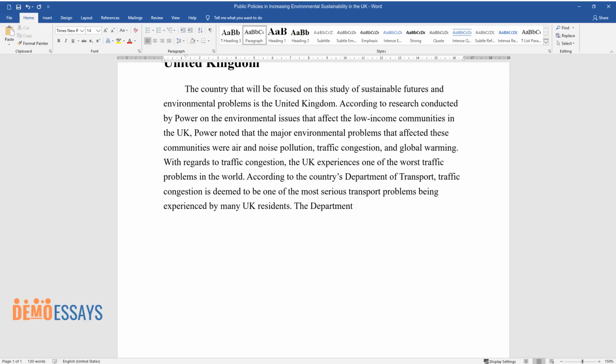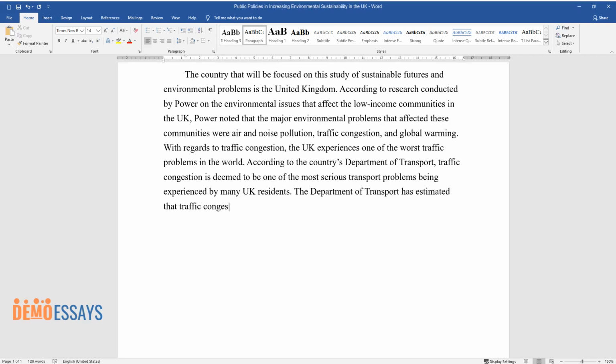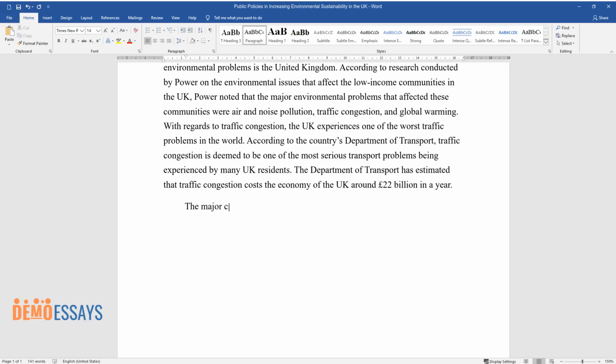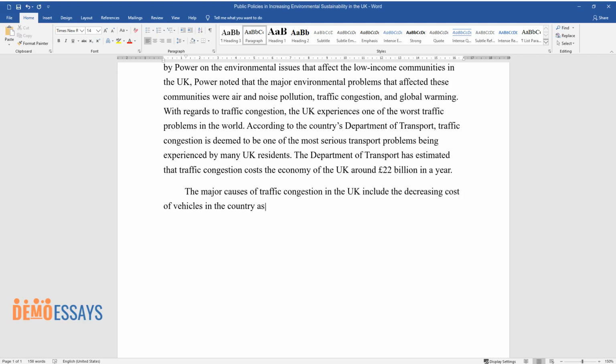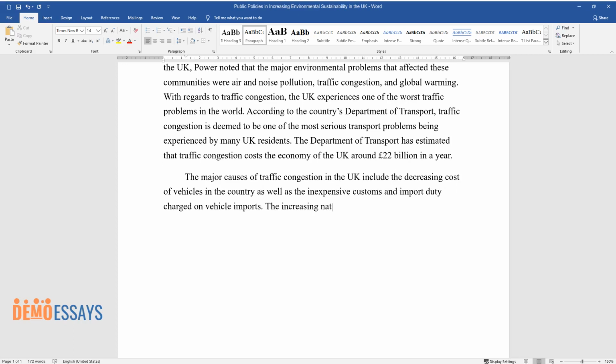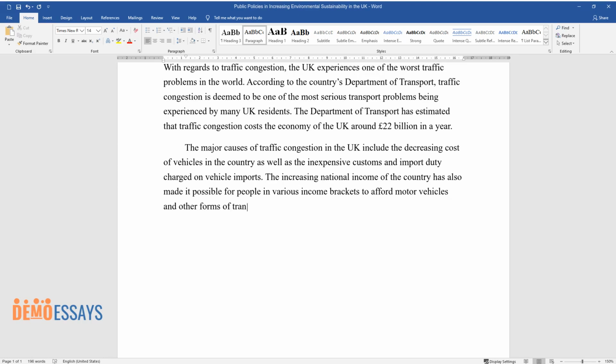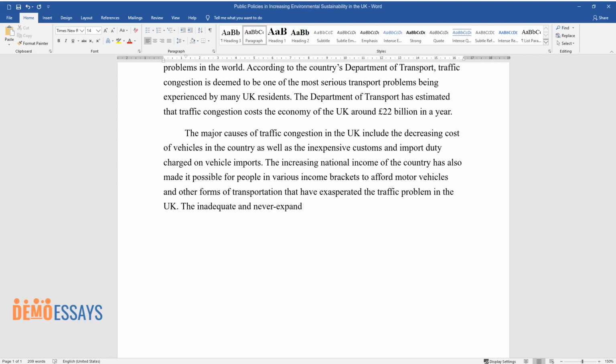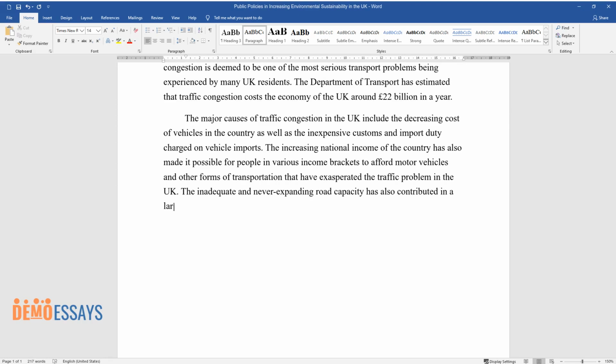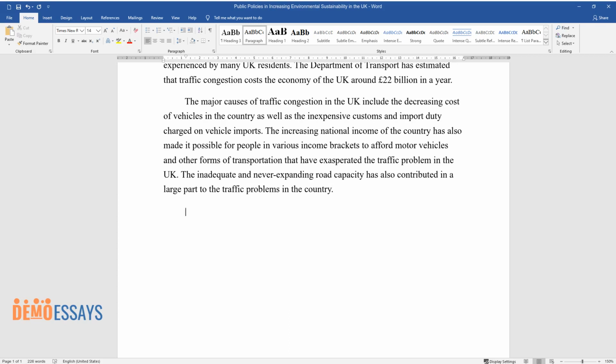The Department of Transport has estimated that traffic congestion costs the economy of the UK around £22 billion in a year. The major causes of traffic congestion in the UK include the decreasing cost of vehicles in the country as well as the inexpensive customs and import duty charged on vehicle imports. The increasing national income of the country has also made it possible for people in various income brackets to afford motor vehicles and other forms of transportation that have exacerbated the traffic problem in the UK. The inadequate and never-expanding road capacity has also contributed in a large part to the traffic problems in the country.